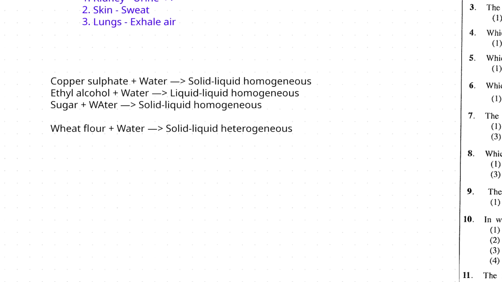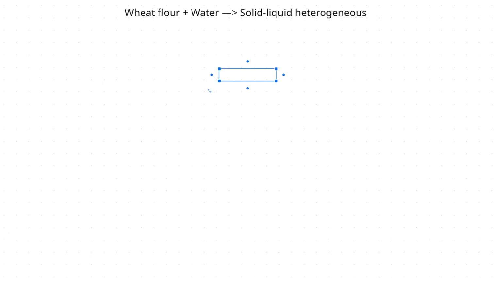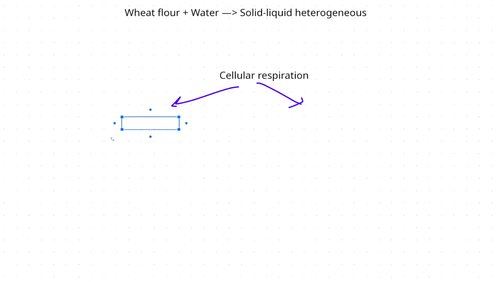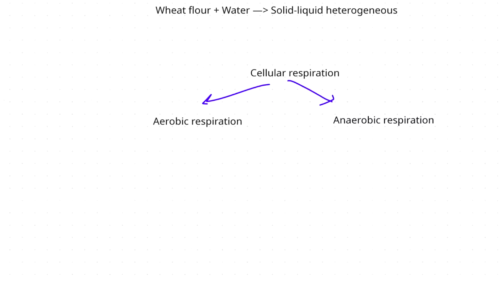Now, just to revise, there are two forms of cellular respiration. What are those two forms? Yes, very good: aerobic respiration and anaerobic respiration. Aerobic respiration means there is oxygen, so this respiration happens in the presence of oxygen. There's plenty of oxygen, right?